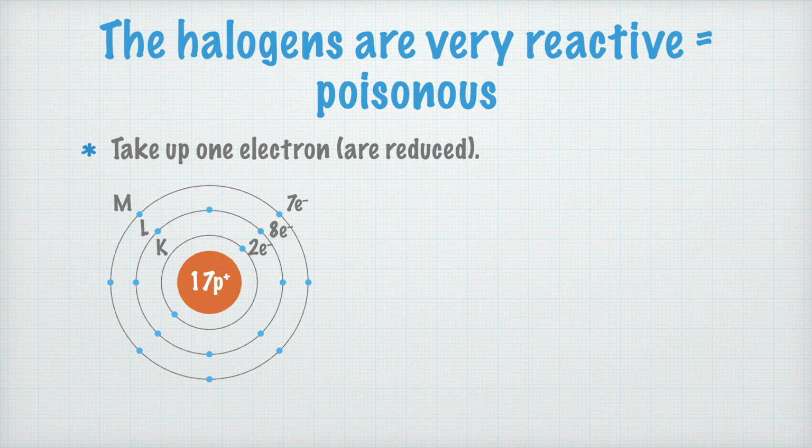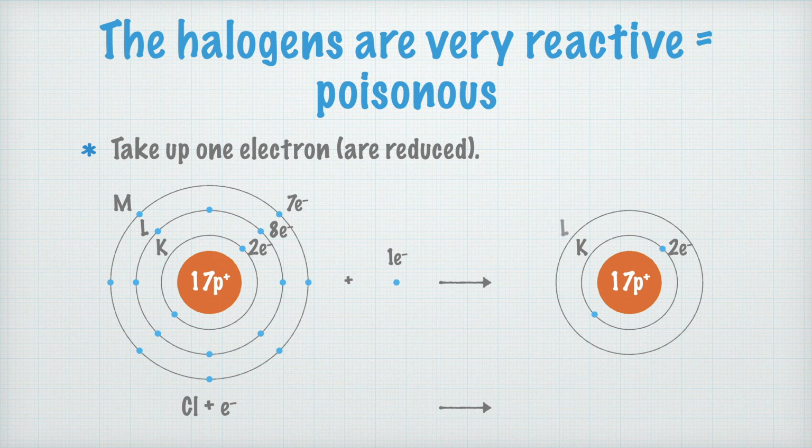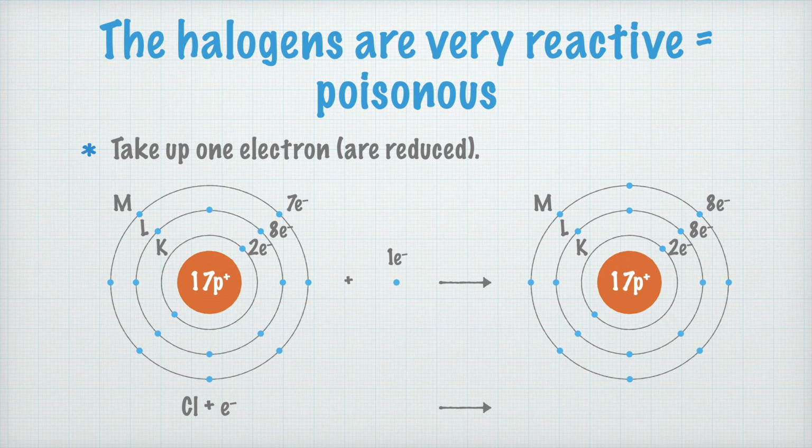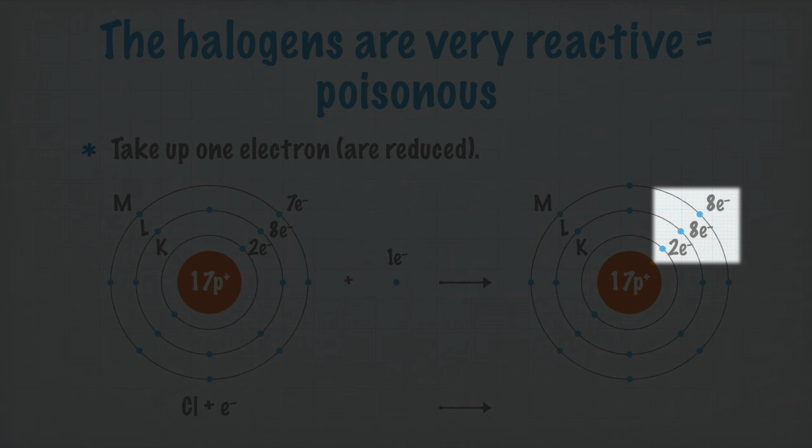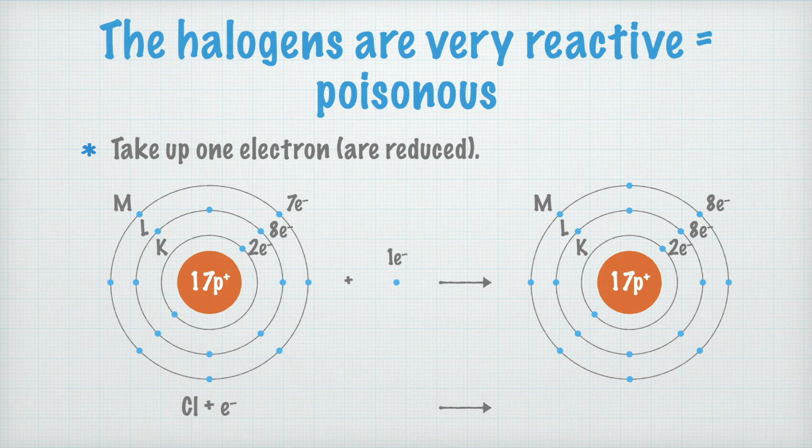Now let's see what happens if we add an electron to this atom. And down here we also write Cl plus e minus. We still have 17 protons in the nucleus, 2 electrons in the K shell, and 8 electrons in the L shell. But check this out, we now have 8 electrons in the M shell as well. This means that we now have 17 positive charges and 18 negative charges. In total, the chloride ion that now has formed has a surplus of 1 negative charge. We write the chloride ion Cl- since it has 1 negative charge.